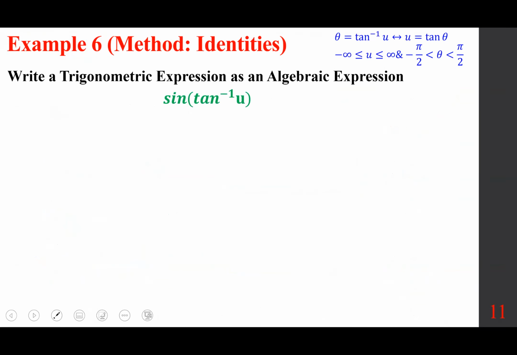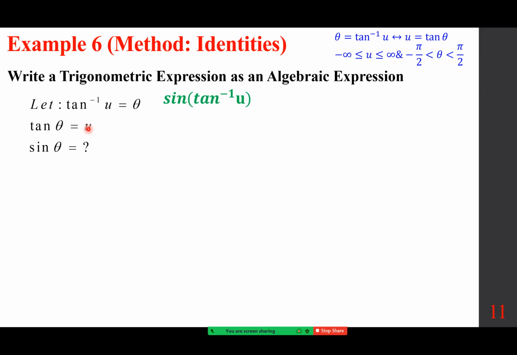We want to come up with the expression sine of tan inverse of u. There are different methods to approach that. So if we want to stick with identities, number one, notice this: if you set it equal to theta, it means tan theta is u, and you're looking for sine theta. That's the meaning of this expression. Again, let tan inverse of u be anything, such as theta. By definition of an inverse function, tan theta is u. Therefore, you're looking for sine theta.